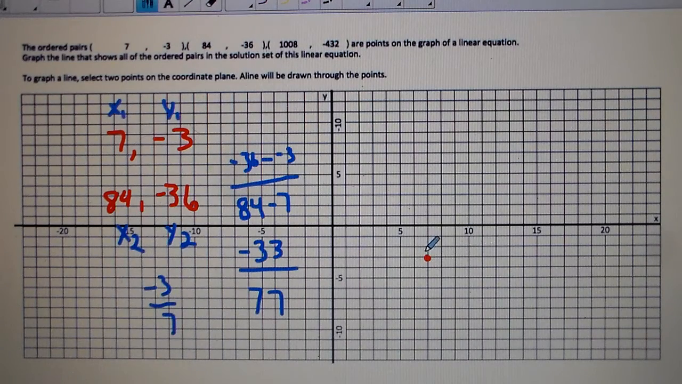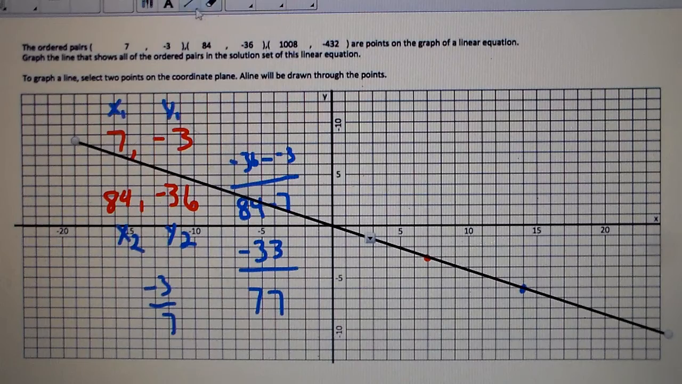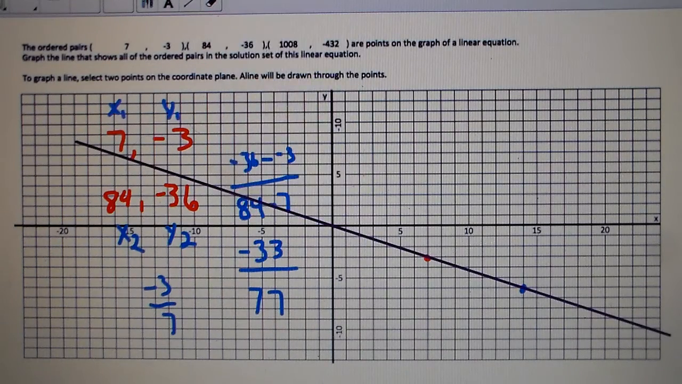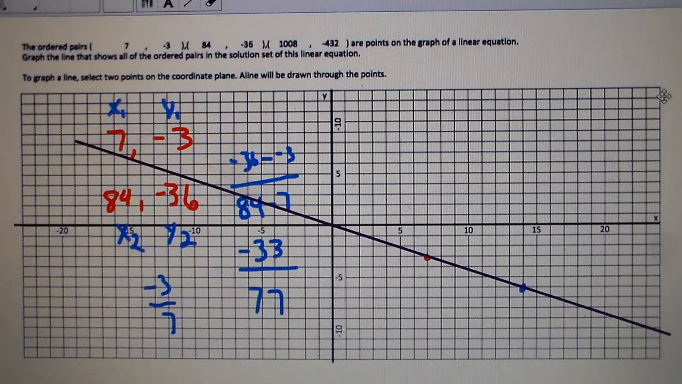So that's my slope. That means from that red dot I go down 3 to the right 7. 4, 5, 6, 7. And that's where I plot my second point. We then connect those 2 points. And that purple line is the line that's graphed on this graph that will go through all 3 of those coordinates that's given.